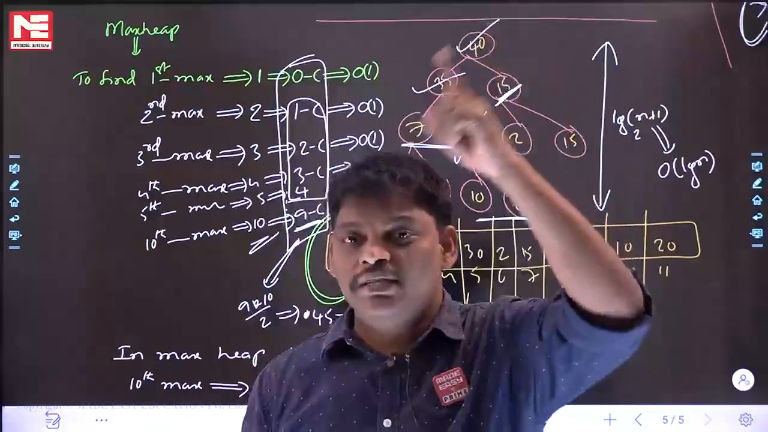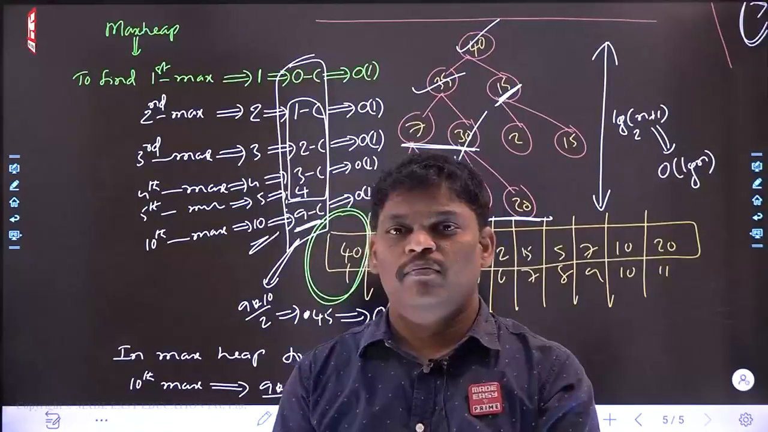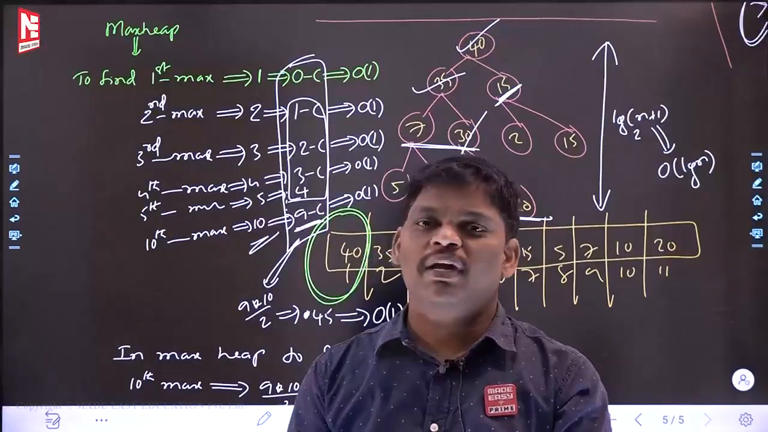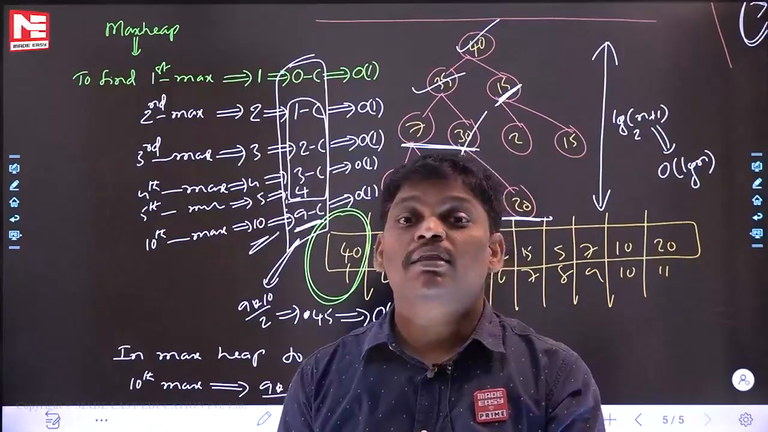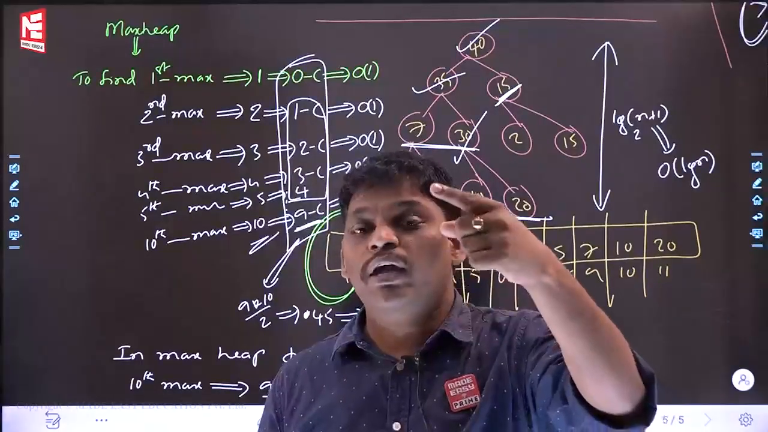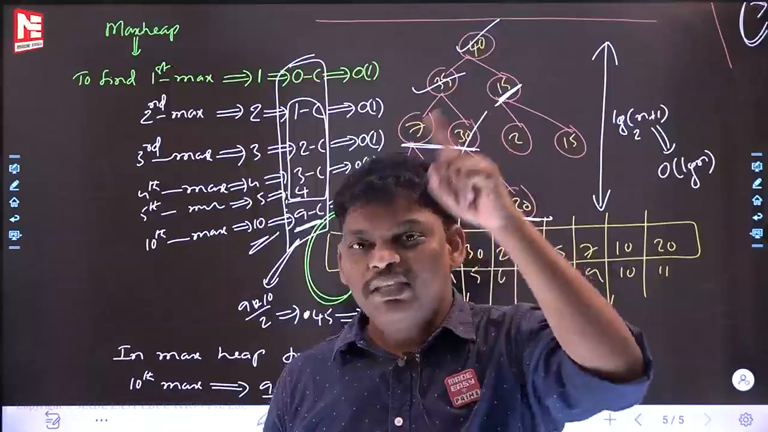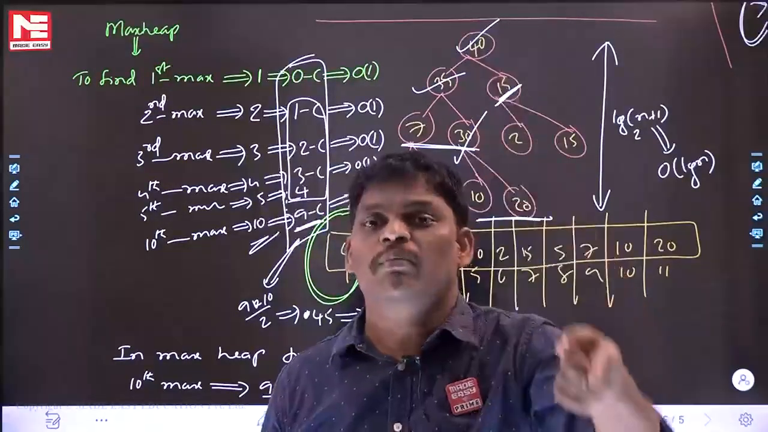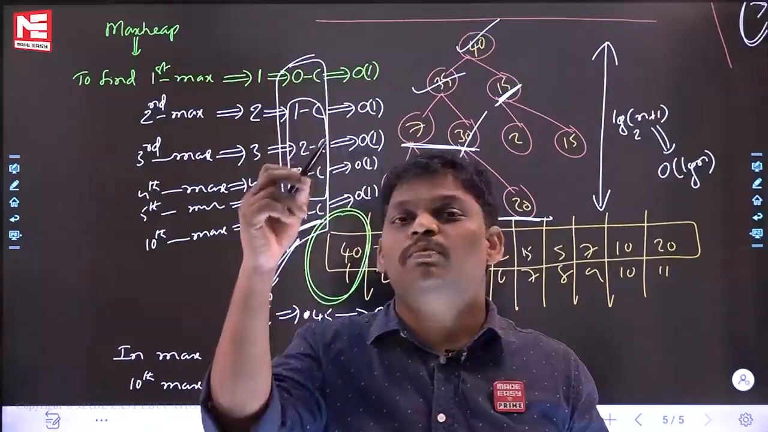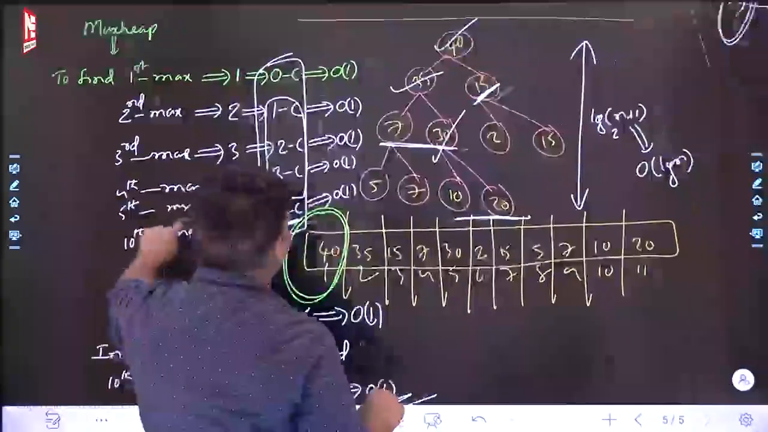listen everyone, in the max heap tree, nth maximum is nothing but minimum element. First maximum means first maximum, second maximum, third maximum, nth maximum means minimum element. Try to remember, in the max heap, you want to find out minimum element. Actually max heap is meant for maximum element, but you want to find out minimum element. Can you help me now? In the max heap tree, where will be the minimum element?